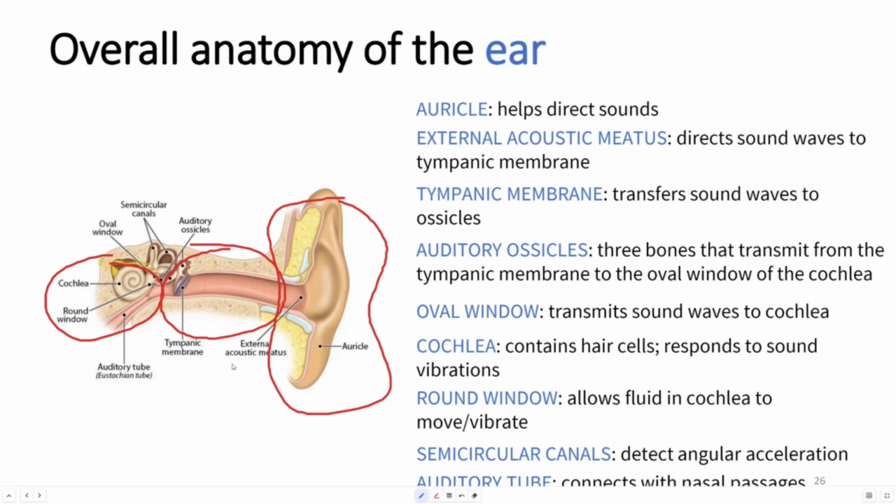We have the cochlea, which contains hair cells that respond to sound and vibration, and it contains the cochlear duct. We have the vestibule that contains two membranous sacs called the utricle and saccule, which also have receptors for equilibrium. And then the semicircular canals, which are membranous semicircular ducts that also contain receptors for equilibrium, mainly detecting angular acceleration. And that's all inside the cochlea.